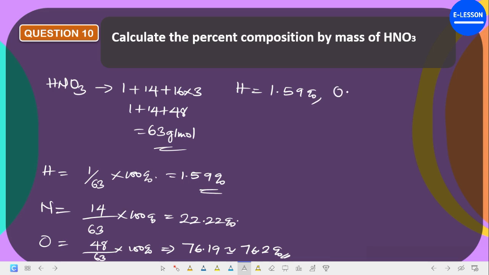So the percentage of hydrogen here is 1.59%, nitrogen is 22.22%, and that of oxygen is 76.2%. And that is the solution to that question.